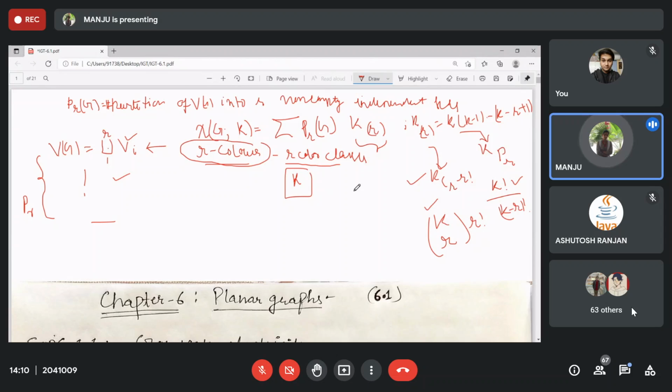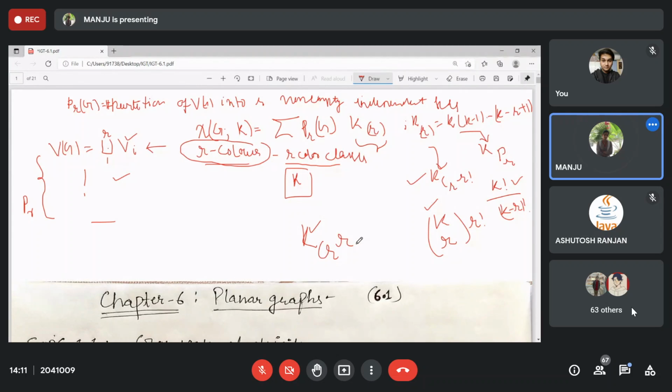How many ways to choose these R colors from k number of given colors? That will be kPr, because here different vertices also matter, right? All vertices are not the same. That's why it is not kCr, it is kPr, the k sub r. Otherwise, if you only wanted to choose R colors from k, it would have been kCr.